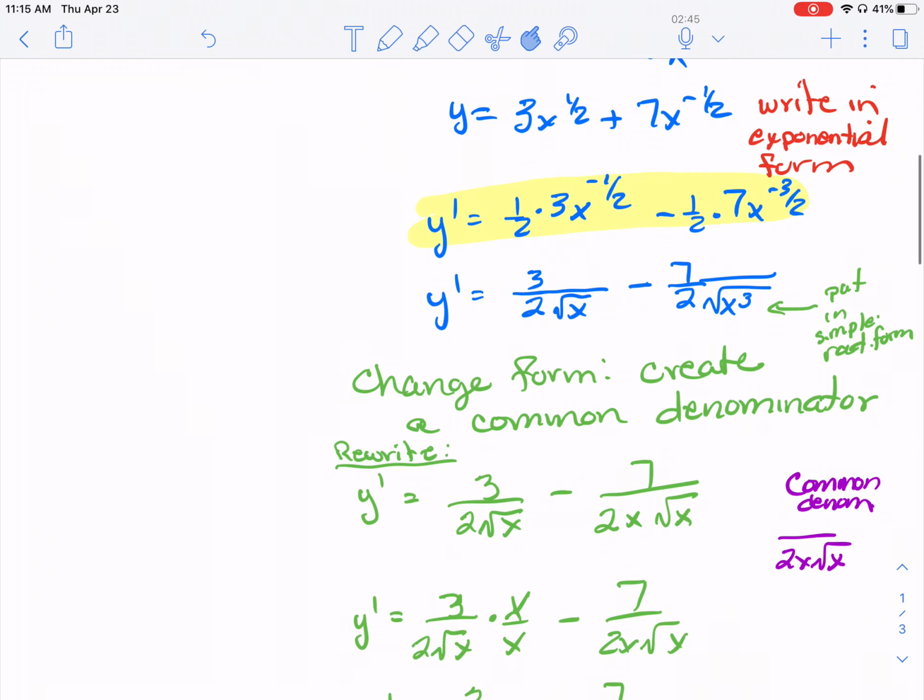Then I went back to radical form. So down here we have 3 over 2 times the square root of x, because this x to the negative 1/2 goes to the bottom of the fraction as the square root of x. This subtraction sign got copied very carefully.